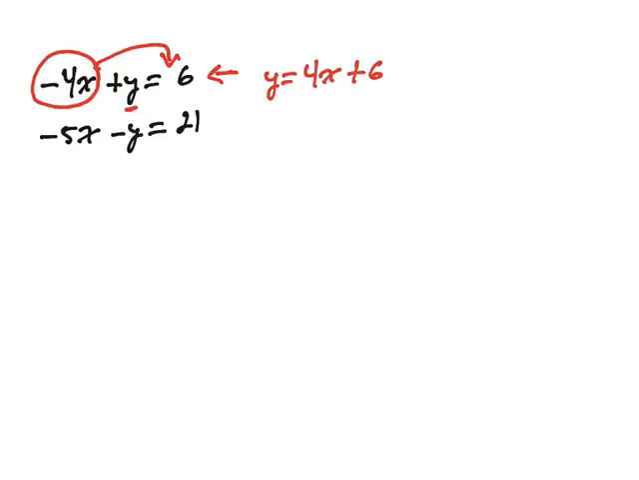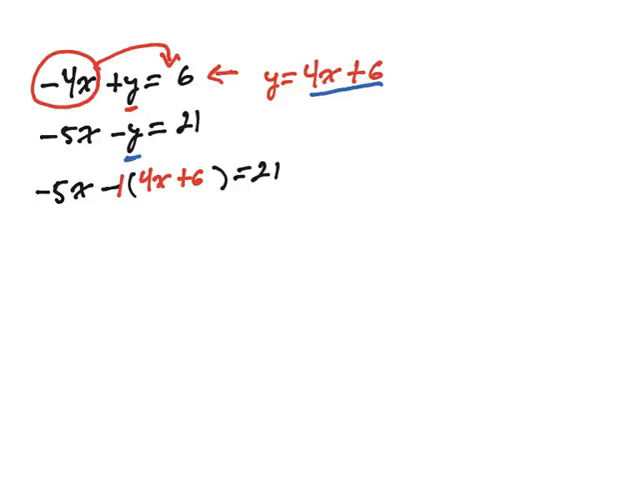And now that I've done that, I have the value that I can substitute for y. So down here in this second equation, instead of writing y, I can write 4x plus 6. So let's go ahead and do that. We have negative 5x minus the value of y equals 21. And the value of y is 4x plus 6. So now I have to distribute this negative to the terms inside the parentheses. Remember, it's just like multiplying by negative 1.